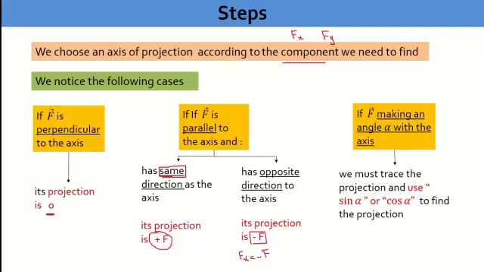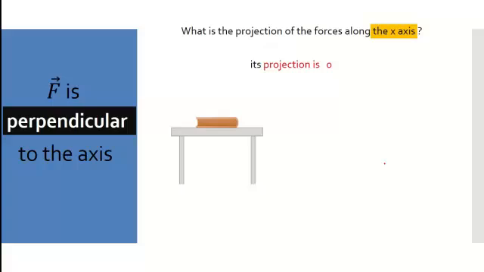Third case, if F is making an angle alpha with the axis, so it's neither perpendicular nor parallel, then in this case I can't find the projection unless I draw it. I will trace it, and then I must use sine alpha or cosine alpha to find it. So let's look closer at these three cases.